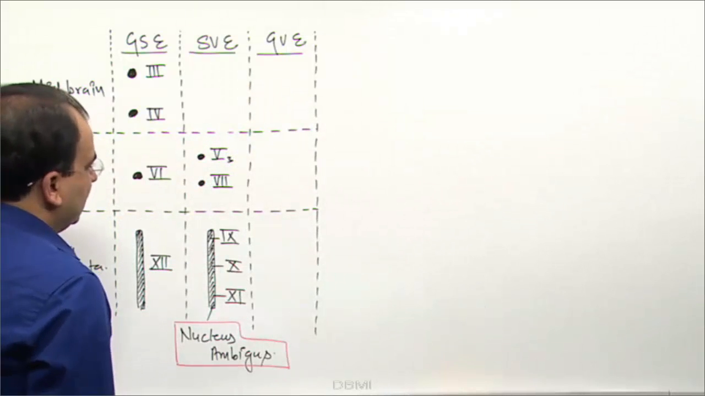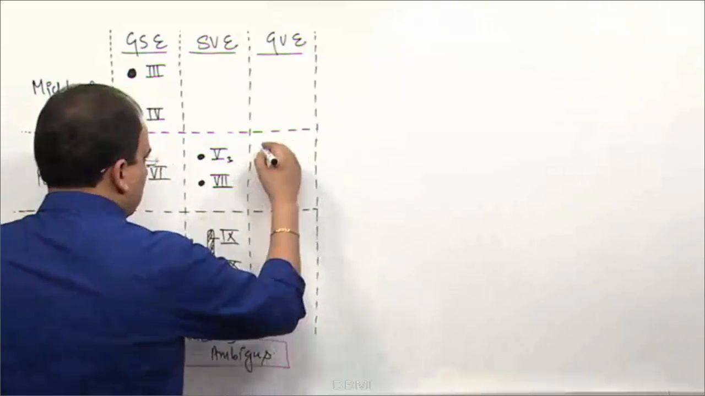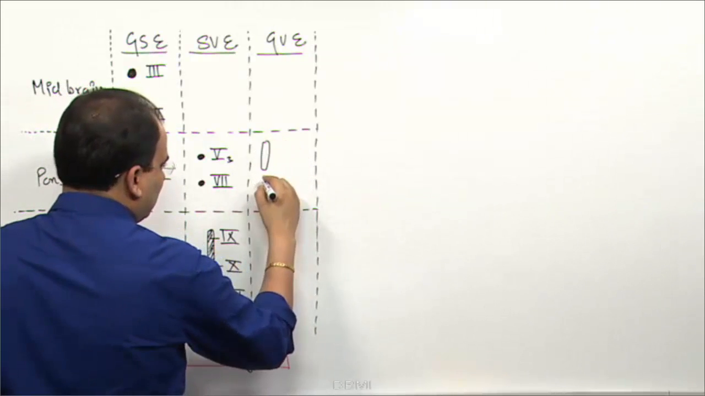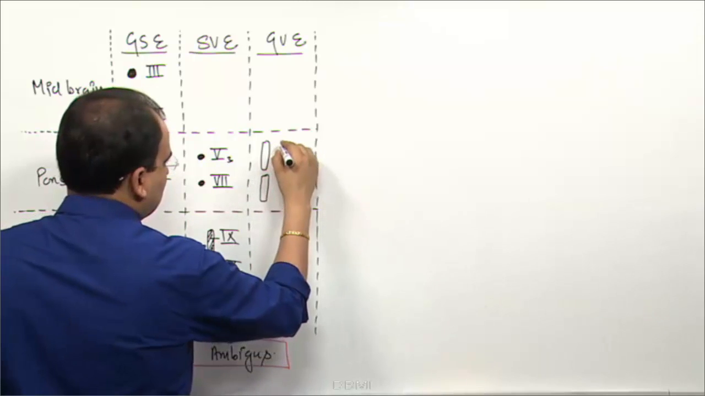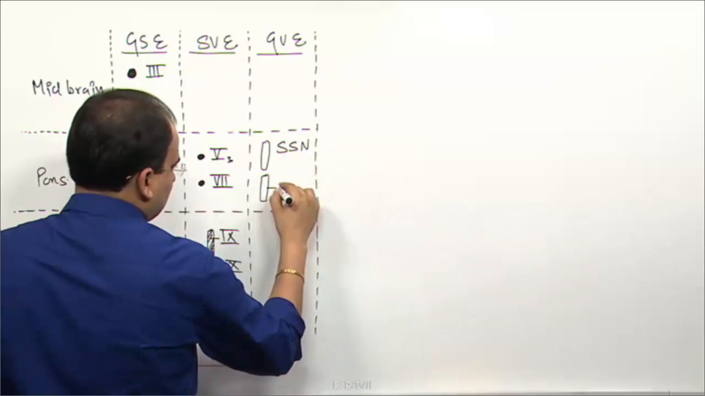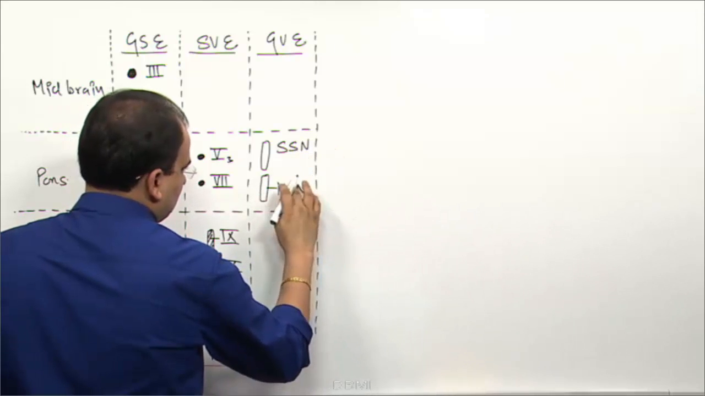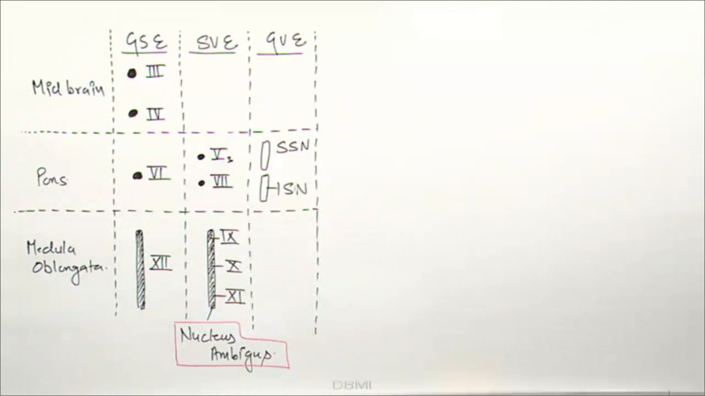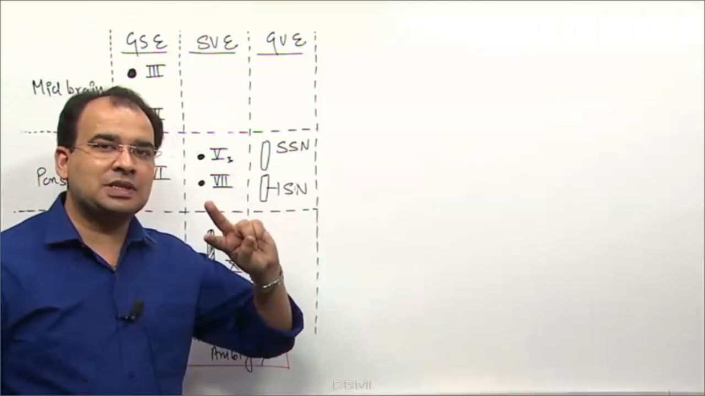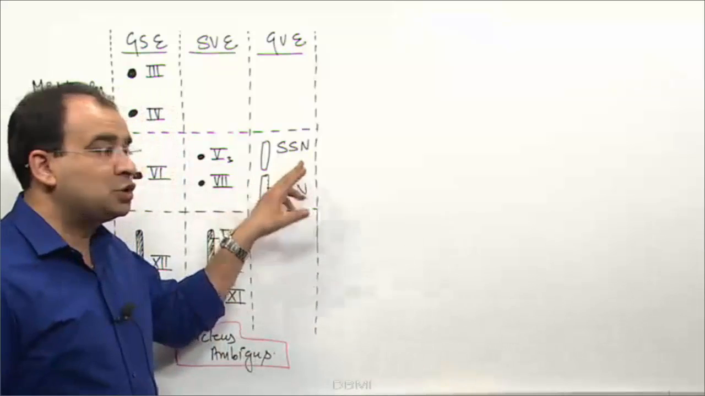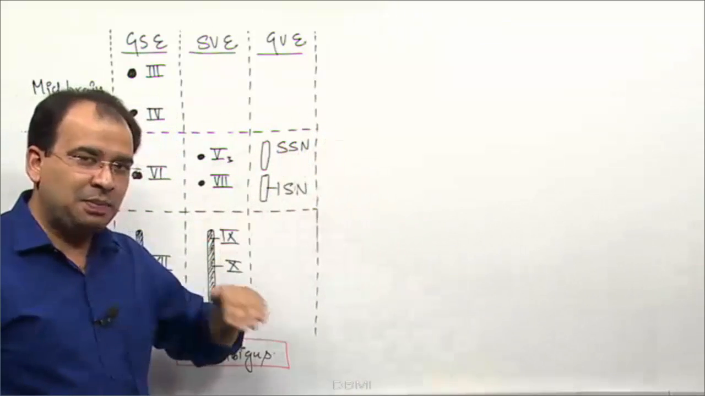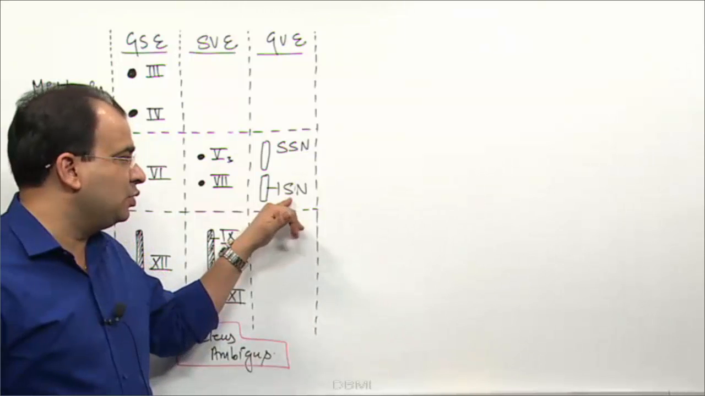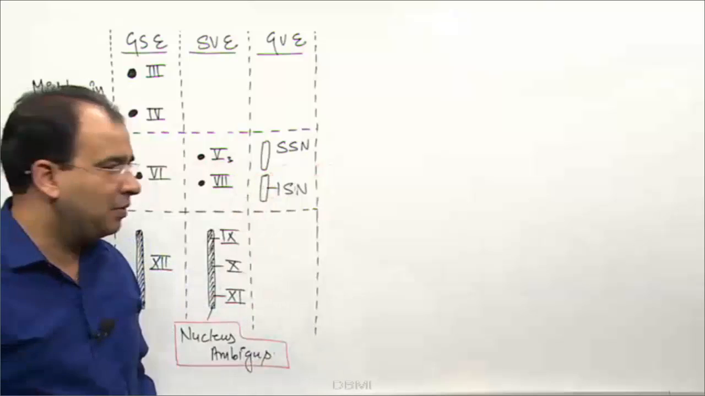Now smooth muscles and glands, let's take the glands first, salivatory glands. So we have a nucleus here called the superior salivatory nucleus and inferior salivatory nucleus, both are present in the pons. The name and their function is kind of opposite. The superior salivatory nucleus will supply the glands below, and the inferior salivatory nucleus will supply the salivary gland above.